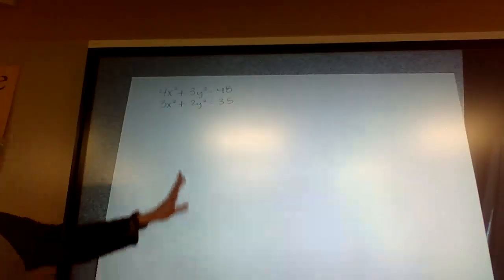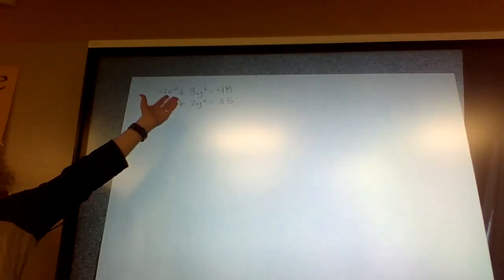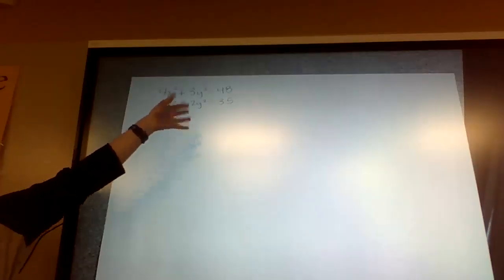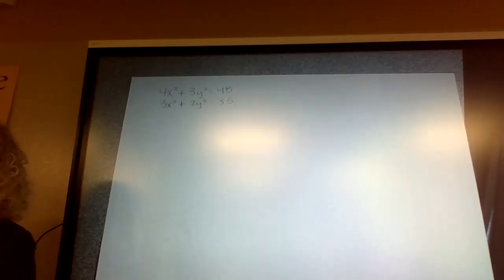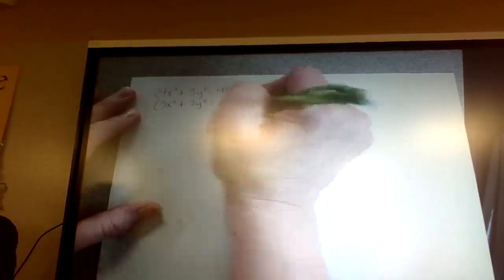I would not try to do this one with substitution because I would not want to try to solve for an X or a Y here. I would definitely go with elimination on this one. Either eliminate your X's or your Y's, either one. What do you want to eliminate? Y's? Okay. So I'm going to multiply this one times -2, and I'm going to multiply this one times +3. And I'm going to multiply everything times that -2 and +3.